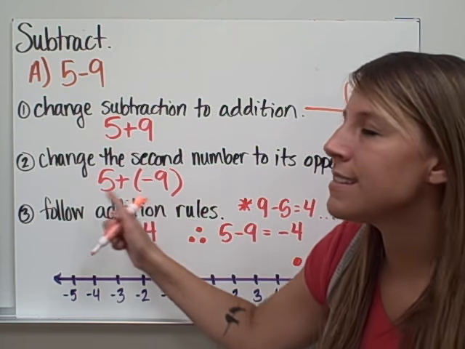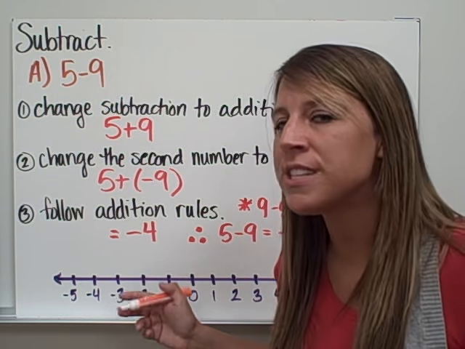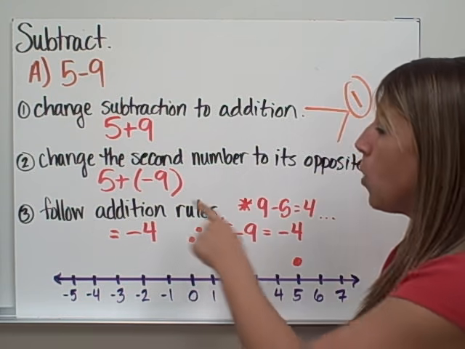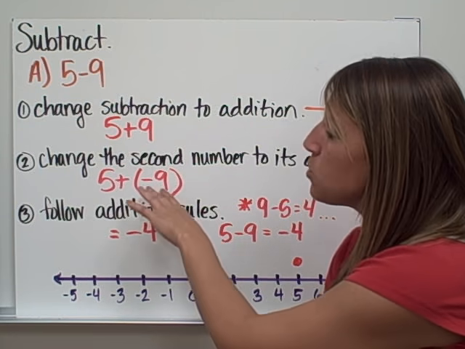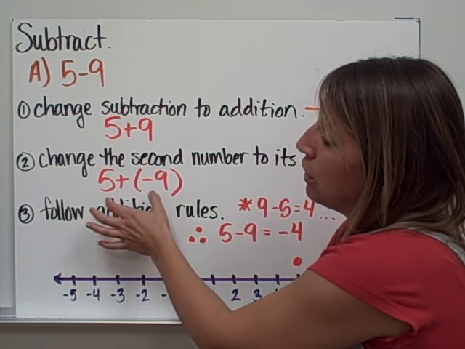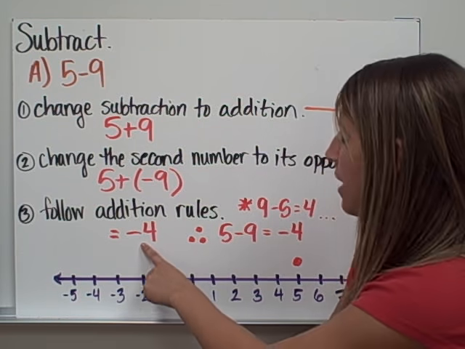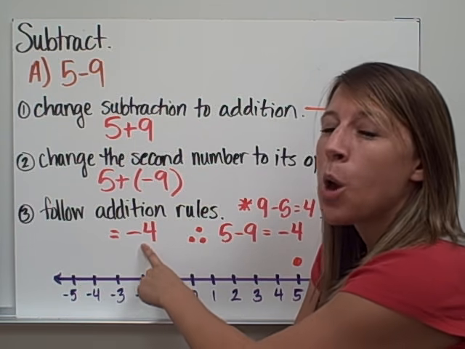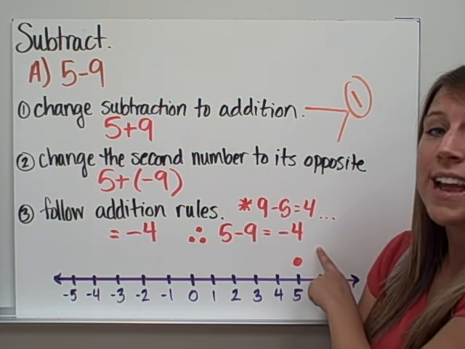Once we get to this step, now it's just an addition problem, and we know our integer addition rules. So we say, well, what's the difference? Because the signs are different, the difference between 9 and 5 is 4, and I take the sign of the larger number in absolute value, which is negative, so my answer is -4. So I can go back and say that 5 minus 9 is -4.